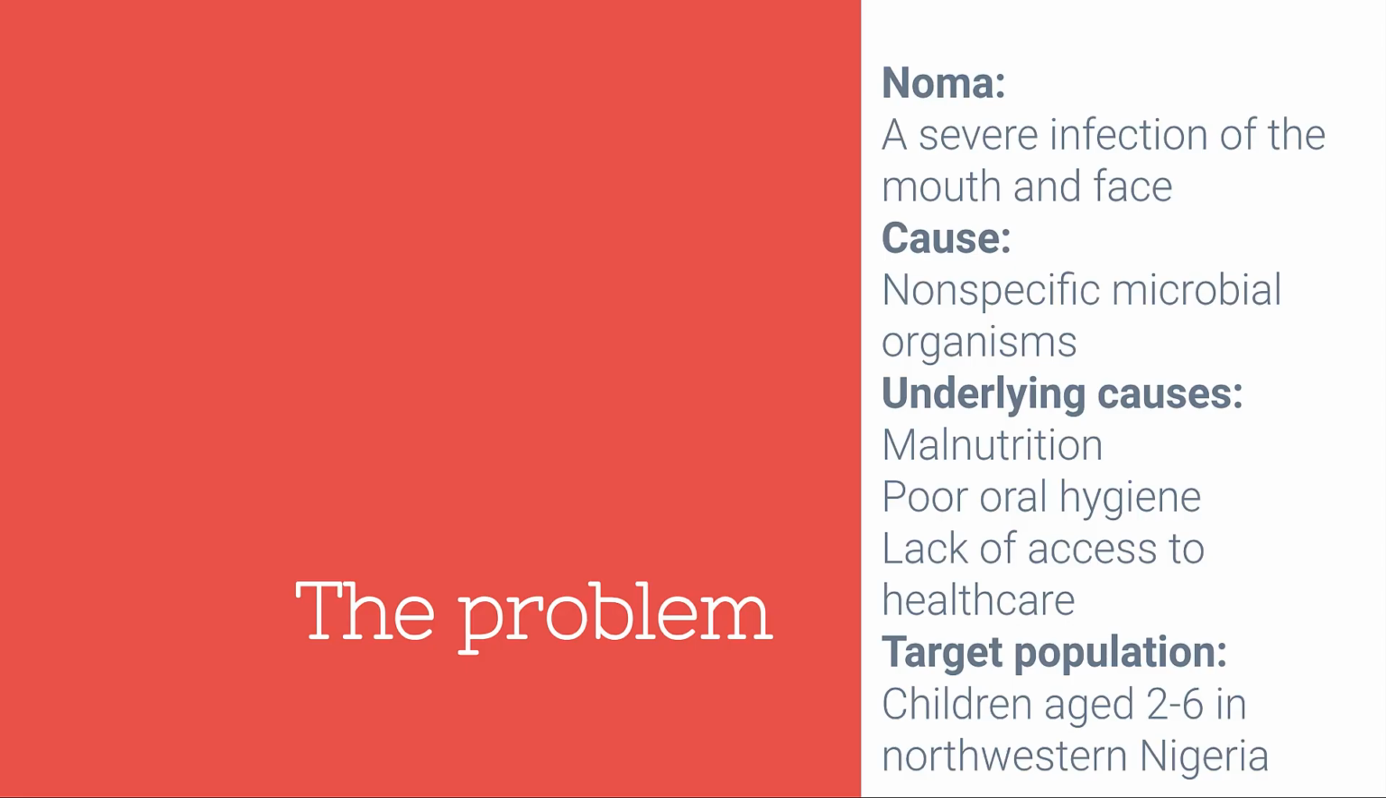First, let's look at my problem. It's called noma. It is a severe infection of the mouth and face. The direct cause is non-specific microbial organisms, but the underlying causes, or root causes, are malnutrition, poor oral hygiene, and a lack of access to health care. The target population is children aged 2 to 6 in northwestern Nigeria.